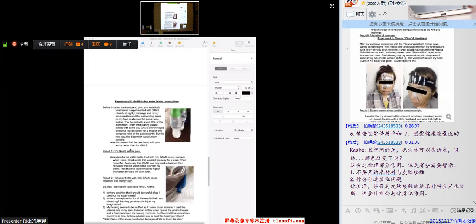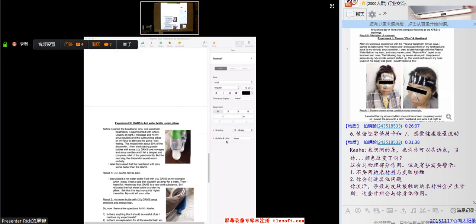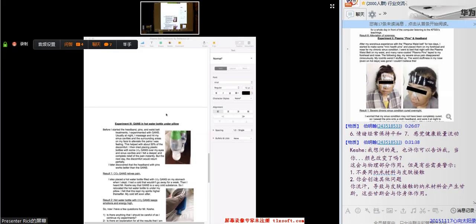So that was experiment 2. And it goes on to experiment 3 and the last one, which is GANs in a hot water bottle under the pillow. Anything you'd like to say about that, Mr. Prakash?